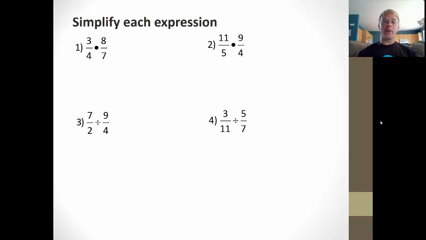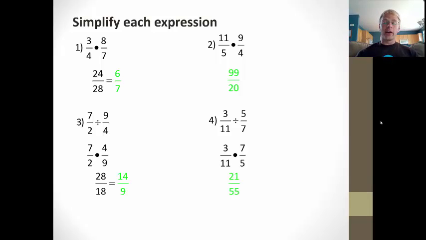Welcome back. Let's see how we did. So in our multiplication, we just multiplied straight across. In number 1, we did have to simplify. In number 2, we didn't. Let's look at 3 and 4 here. So we can see we changed the division to multiplication. We take the multiplicative inverse of the second fraction and multiply straight across. Again, in 3, we had to simplify after multiplying. In number 4, we did not.